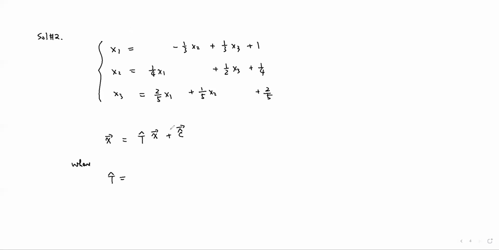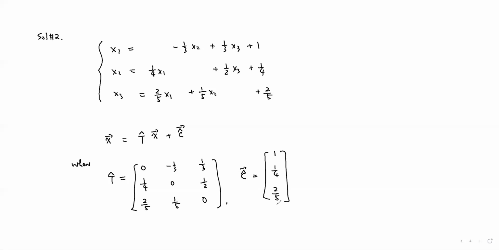Where T hat is the coefficient matrix: 0, -1/3, 1/3, 1/4, 0, 1/2, 2/5, 1/5, 0. Of course, the vector c is now different from solution 1. In solution 1, the vector c is the right side b. This time, vector c hat is 1, 1/4, 2/5.